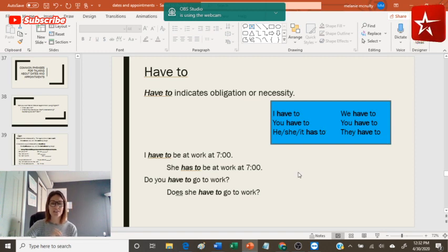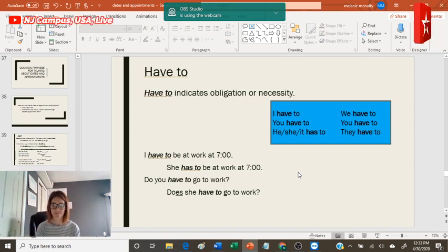Okay, so now that we worked on that pronunciation, I have to be at work at 7 o'clock. I have to. So that's an obligation. It's something I must do. I have to be at work at 7 o'clock. She has to be at work at 7 o'clock. Do you have to go to work? Does she have to go to work?